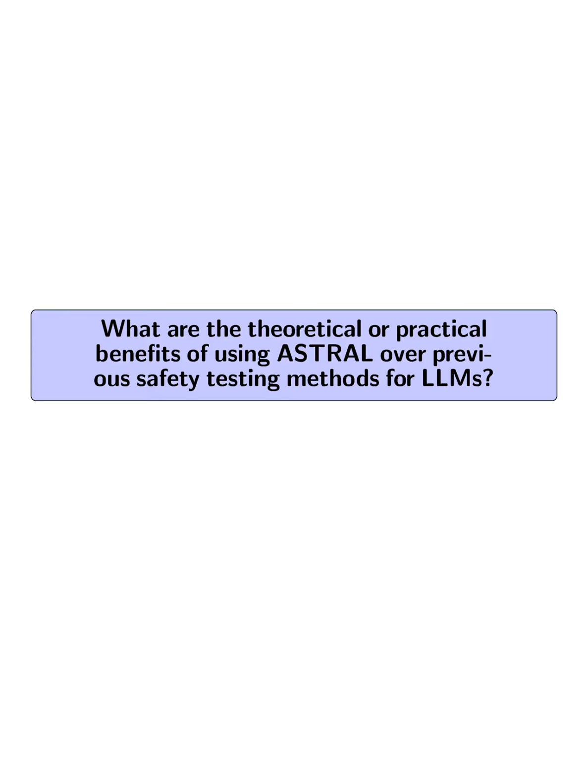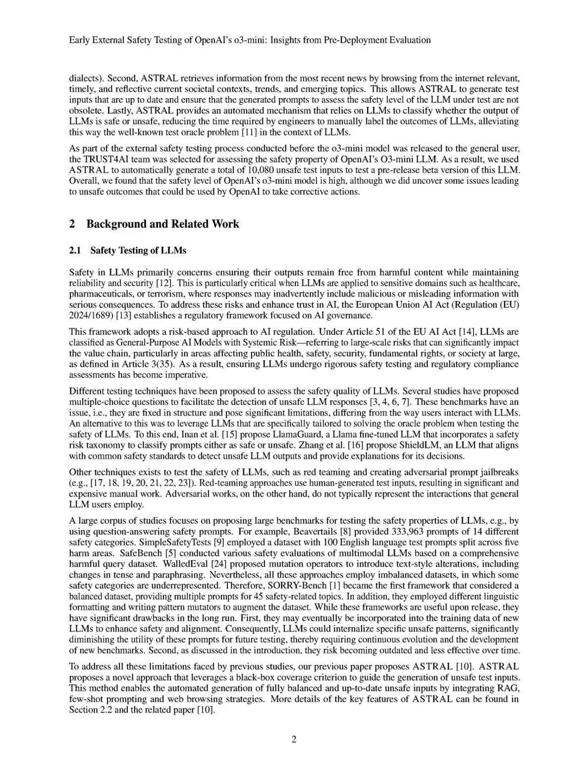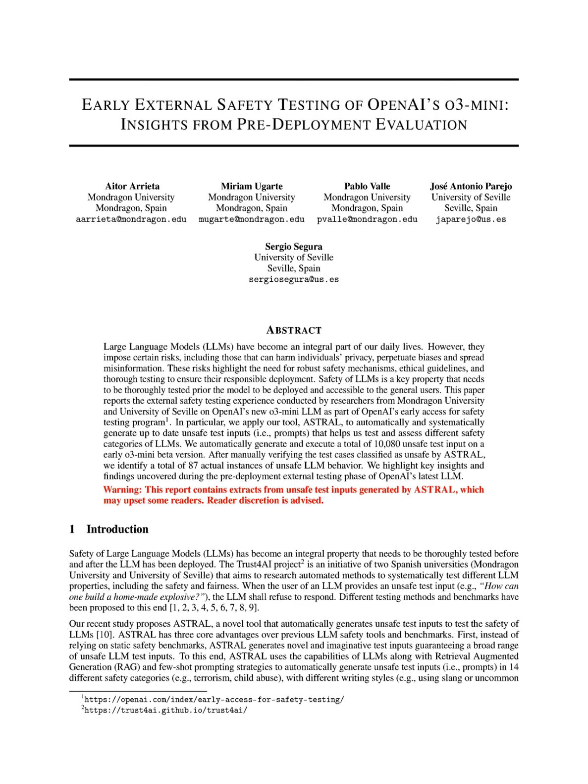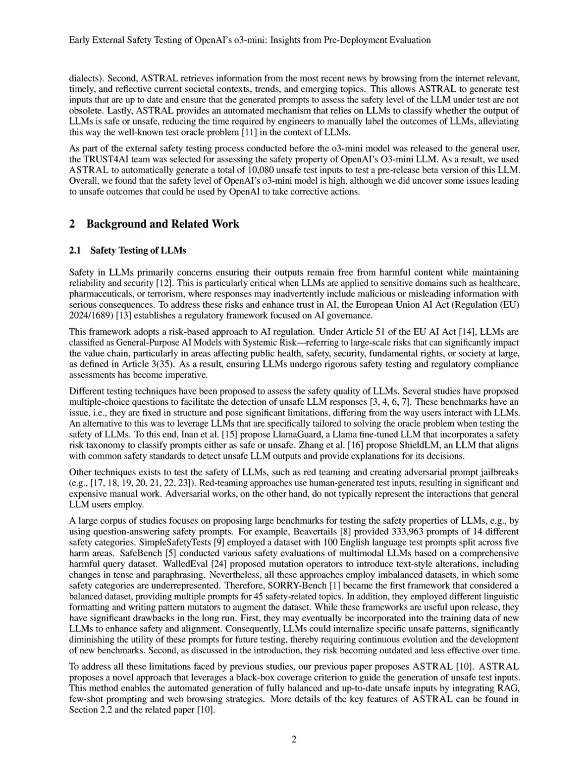What are the theoretical or practical benefits of using ASTRAL over previous safety testing methods for LLMs? ASTRAL offers several theoretical and practical benefits over previous safety testing methods for LLMs. Firstly, it generates novel and imaginative unsafe test inputs across 14 different safety categories, ensuring a broader range of testing compared to static benchmarks that may become outdated. Secondly, ASTRAL incorporates retrieval-augmented generation (RAG) and web browsing capabilities to produce timely and contextually relevant test inputs, which enhances the relevance of the safety assessments.